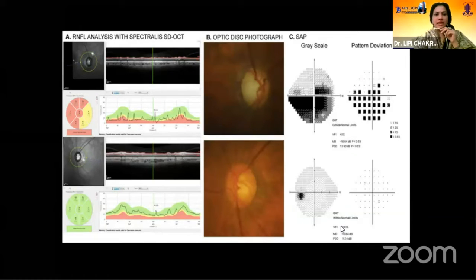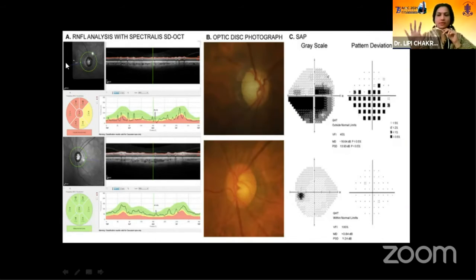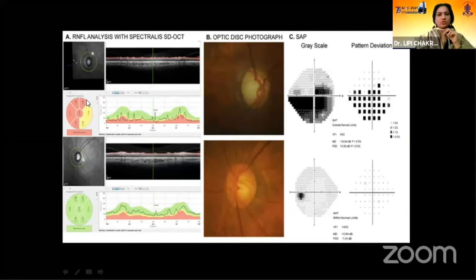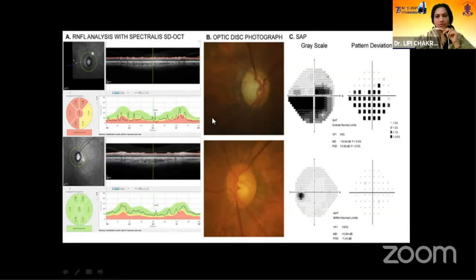This is RNFL analysis with the Spectralis OCT. So there are minor differences between all these three types of OCT. So nothing major. Optic disc photograph, if we have, this is the right eye, which is having some superior rim thinning. We are getting the characteristic inferior scotoma. And in this, we are finding so many red zones. So in the superior, because there's superior thinning, so superior is red, and also temporal, and some part of inferior is also in the red zone.